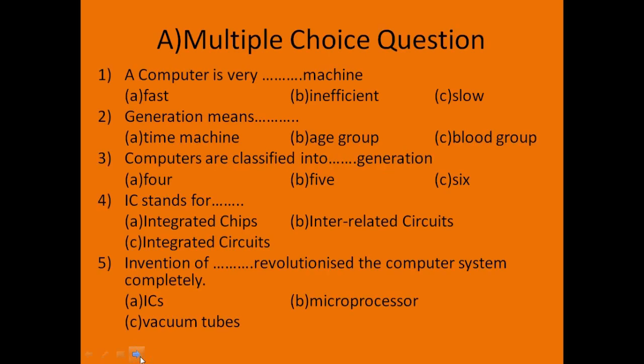So your first question is a multiple choice question. Each question has 3 options. Among the 3 options, 1 is correct and 2 are wrong. For example, question number 1: a computer is a very, what, machine? A fast machine, inefficient machine, or slow machine? Obviously it is a fast machine, so the answer is fast. In the same way, we have to do numbers 2, 3, 4 and 5. Read the question carefully, check the options and tick the correct one.